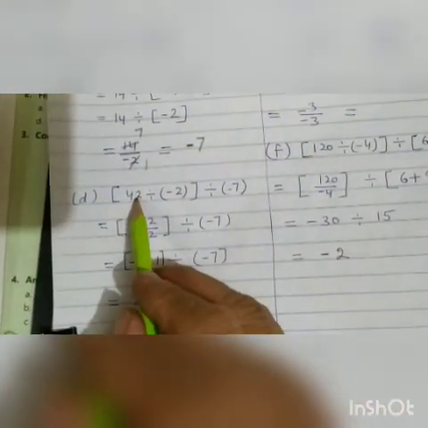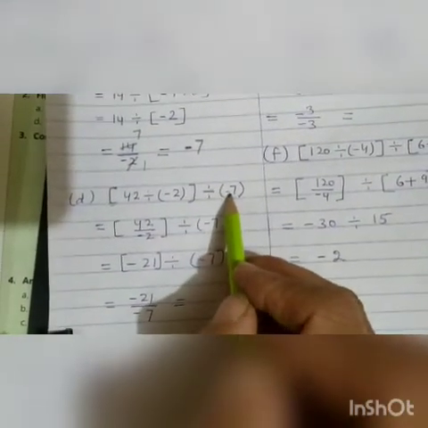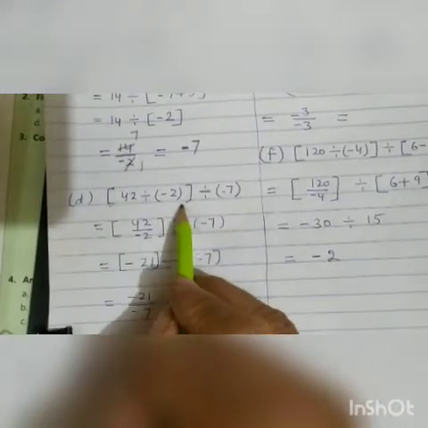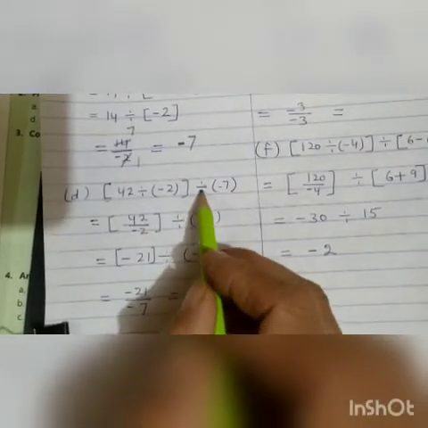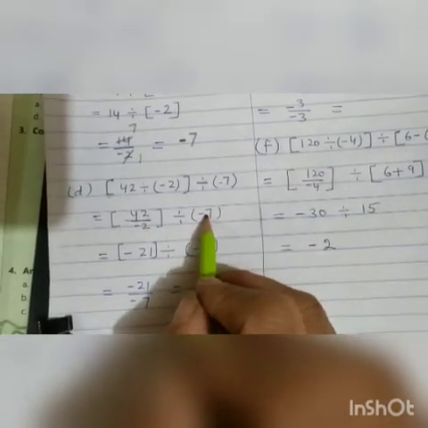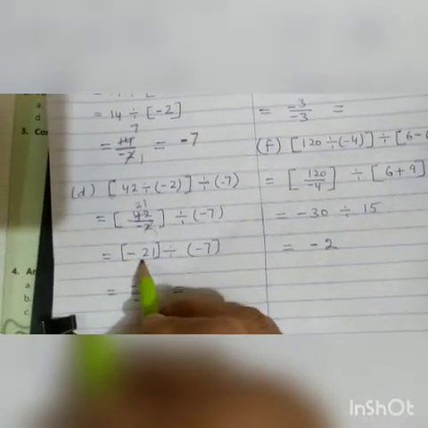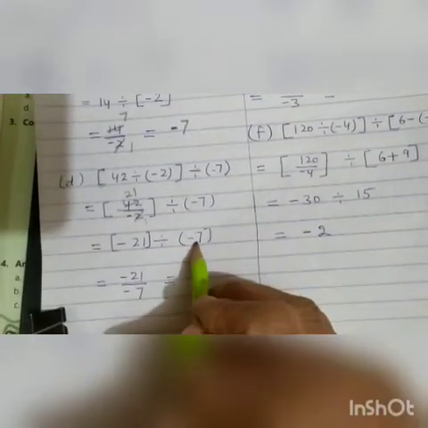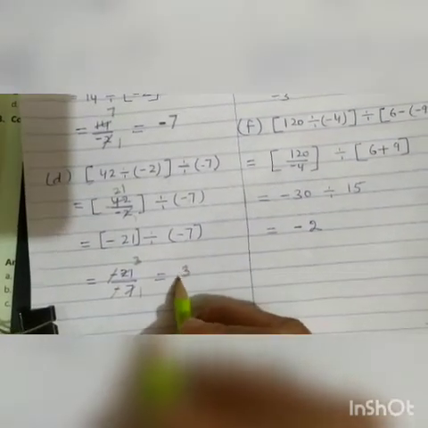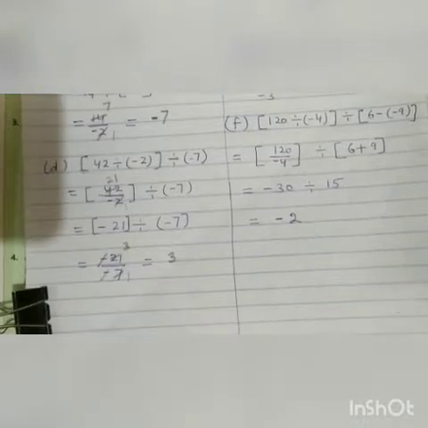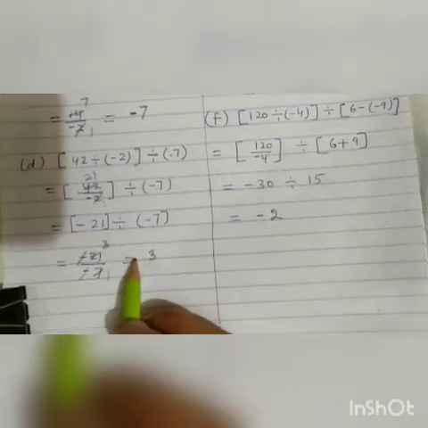D. 42 divided by minus 2 within bracket, divided by minus 7. Here first we will solve this bracket. So 42 divided by this minus 2, then divided by minus 7. 2 1s are 2, 2 2s are 4, 2 1s are 2. So it will be minus 21, then divided by minus 7. Minus minus cancel, 7 1s are 7, 7 3s are 21. Answer will be plus 3. Plus 3 means only 3. Students, if the answer is positive, then you do not need to write the plus sign.